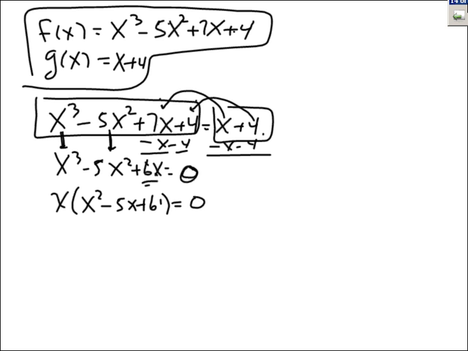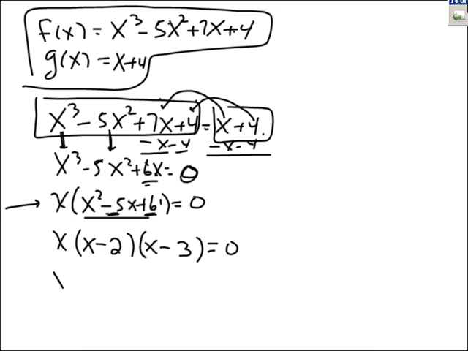Now if you factor out an x, you get this line here, and then you can factor what's in the brackets. I want two numbers that multiply out to 6 but add up to -5. Those two numbers go next to x, and they're -2 and -3. So it equals 0 at 0, 2, and 3.